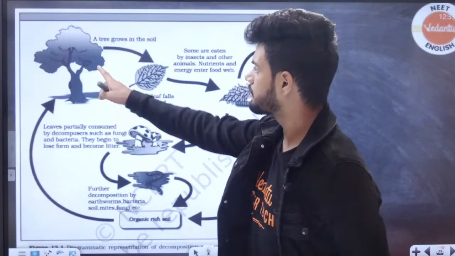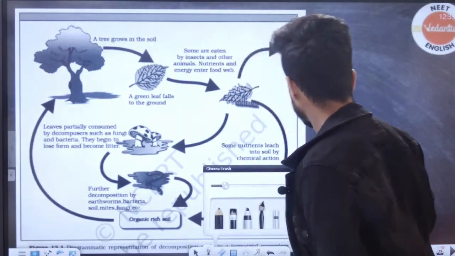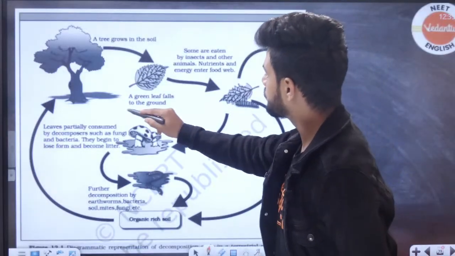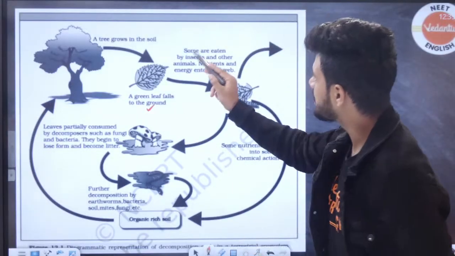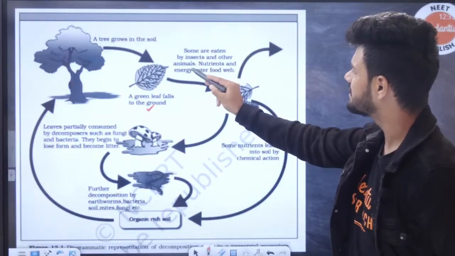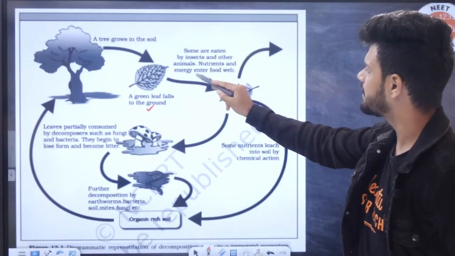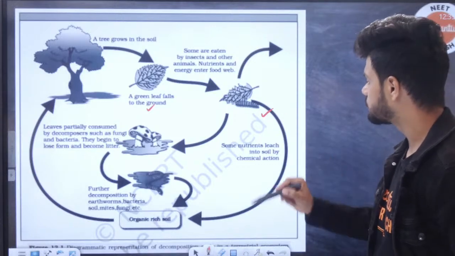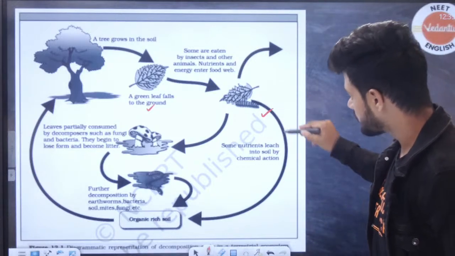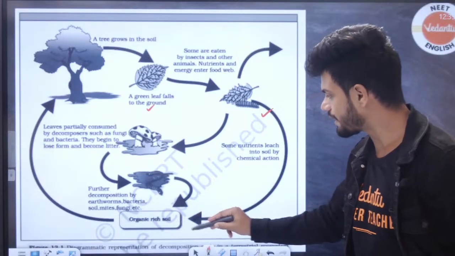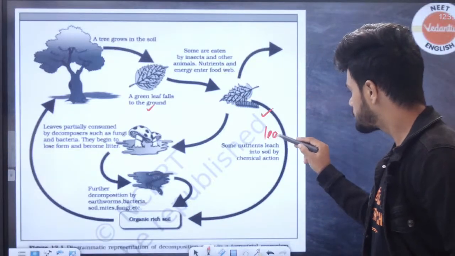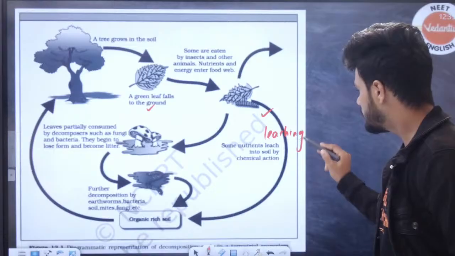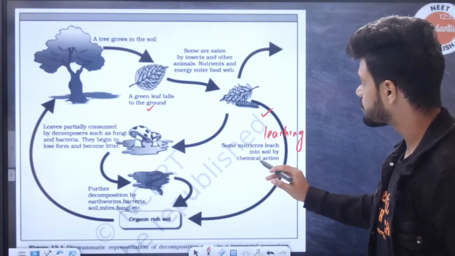First we have a tree. A green leaf falls on the ground. Some are eaten by insects and other animals. Nutrients are entering the food web. First is fragmentation of the leaf by the earthworms. Then some amount is sent to the inorganic soil, that is leaching. Nutrients are leached into the soil.